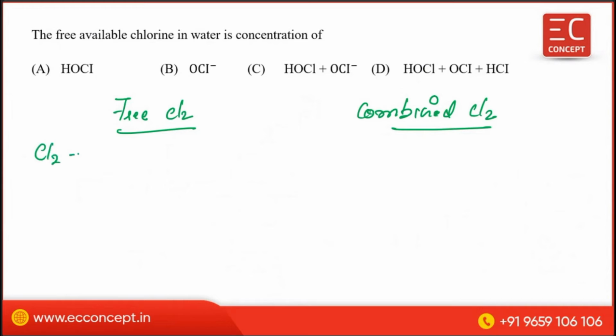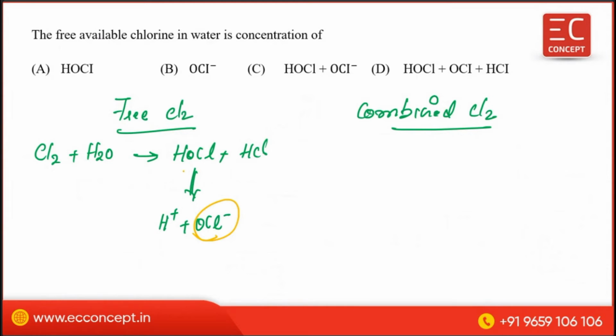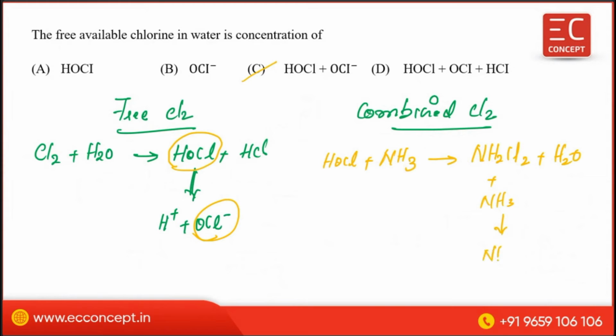See, when chlorine reacts with H2O, it forms HOCl and HCl. This HCl is a bipolar solvent. Okay, HOCl is there, and sometimes it becomes H plus and OCl minus. So these two, OCl minus and HOCl, this combination is called free chlorine. When this HOCl again reacts with ammonia, it forms NH2Cl and H2O. Similarly, again this NH2Cl reacts with ammonia to form NHCl2.